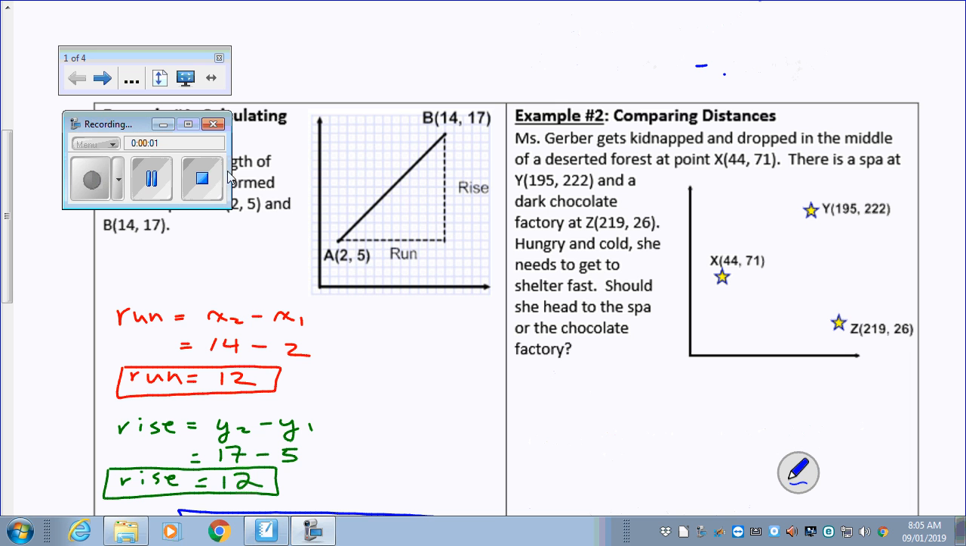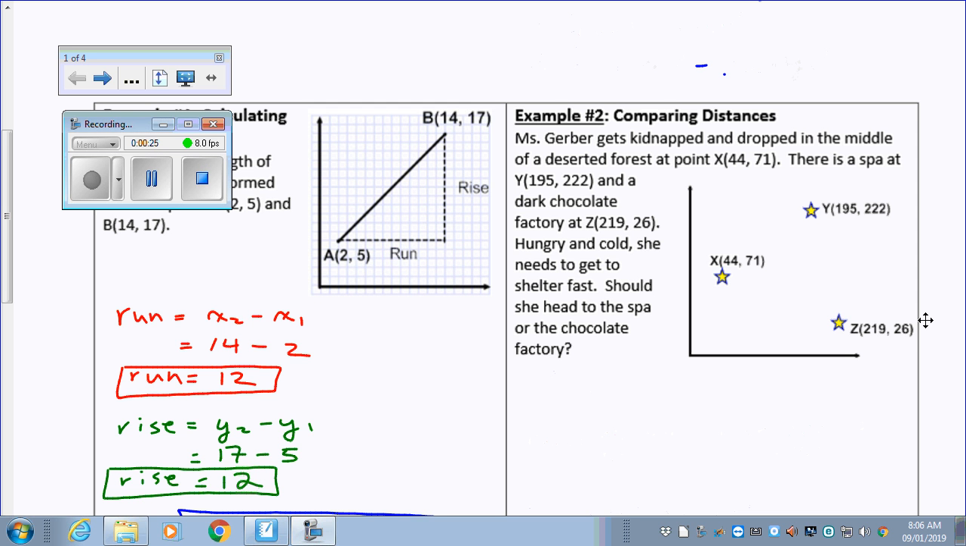Talk about example 2. Example 2 says Mrs. Gerber is kidnapped and dropped in the middle of a deserted forest, at 2 different points. You've got your Y point and your X point and your Z point. So X is where you're starting from, and you're either going to here, our Y point, or our Z point.